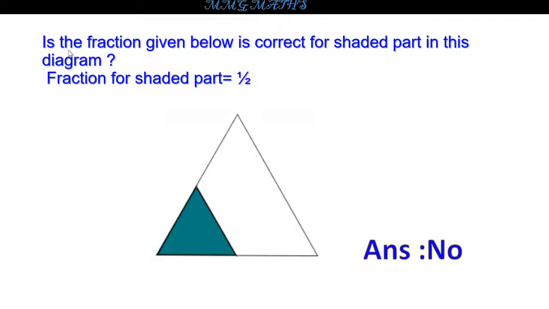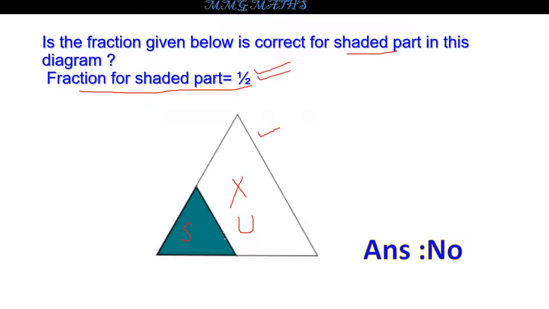Now look here children, your question is: is the fraction given below correct for the shaded part? In this diagram, the fraction for the shaded part is 1 by 2. So you have to check whether this fraction 1 by 2 is correct for this triangle or not. Okay, now children, all of you are thinking that ma'am, this is correct, it should be half. Okay, but here this answer is wrong. Why is it wrong? Because here you can see this one is your shaded part and this one is your unshaded part.